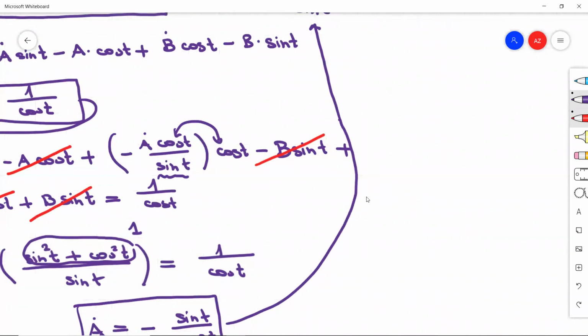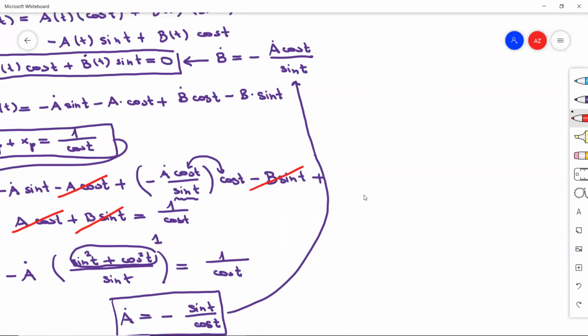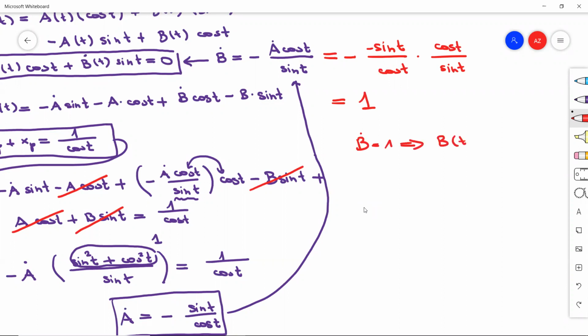So let's do it here. B prime will be minus sine t over cosine t times cosine t over sine t. So in fact, we get 1. So b prime is 1, which means that b(t) is just t. I think it's +1 because we have here minus a prime, and then in the differential equation for a prime we get minus.